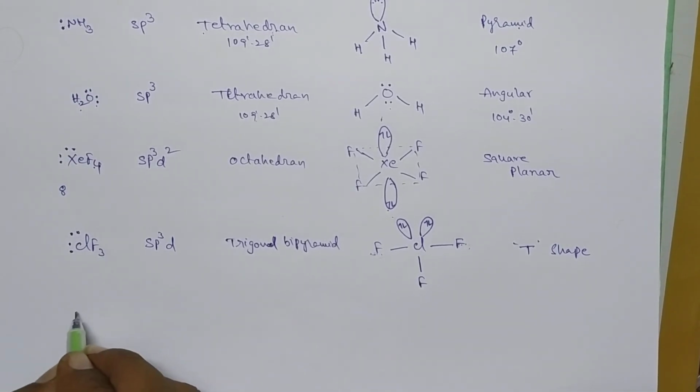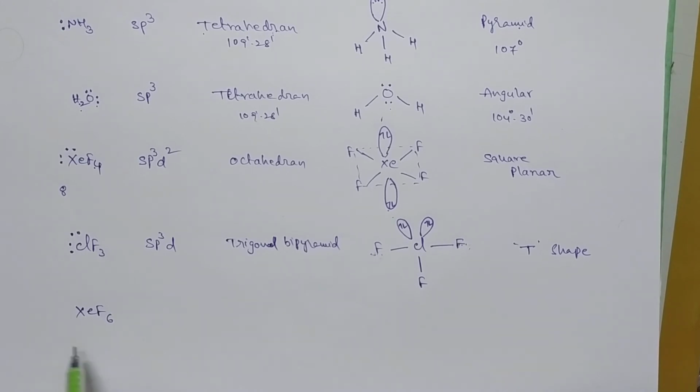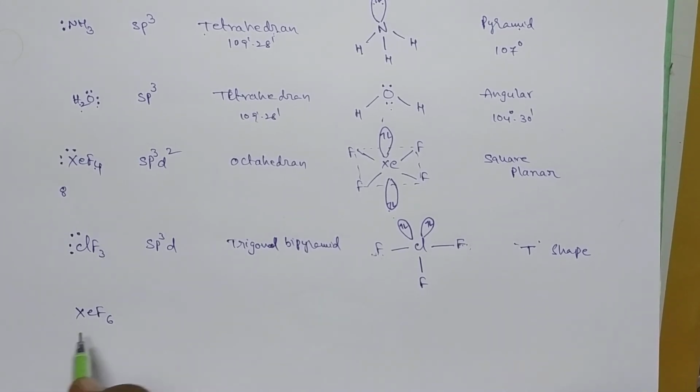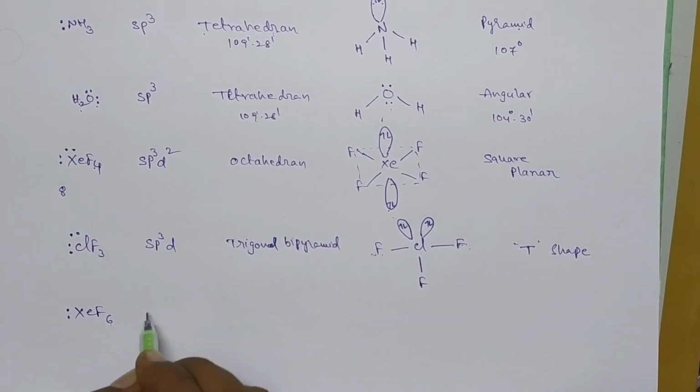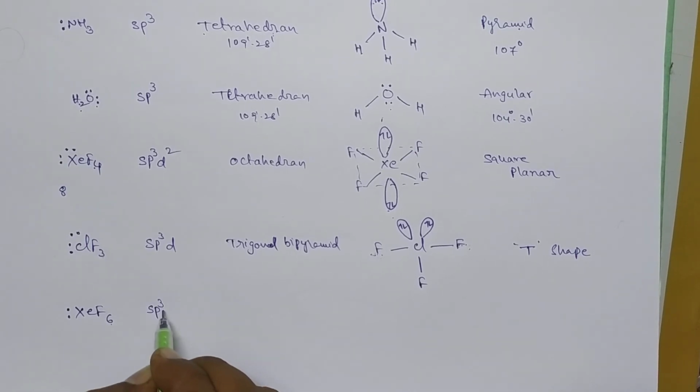And next one, XeF6, xenon hexafluoride. In xenon hexafluoride, xenon is the central atom, and it has 8 electrons in its valence shell. Among these 8 electrons, 6 electrons form 6 bonds with 6 fluorine atoms, and the remaining 2 electrons will be present as a lone pair. So the number of sigma bonds is 6 and one lone pair is there. 6 plus 1 means 7. So 7 means it should undergo sp3d3 hybridization.